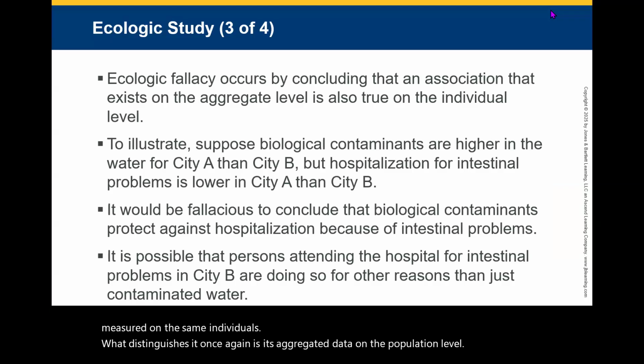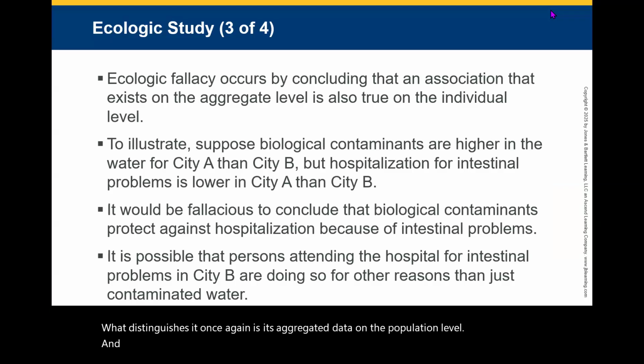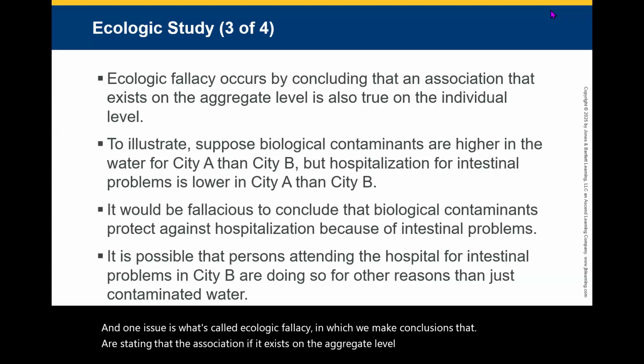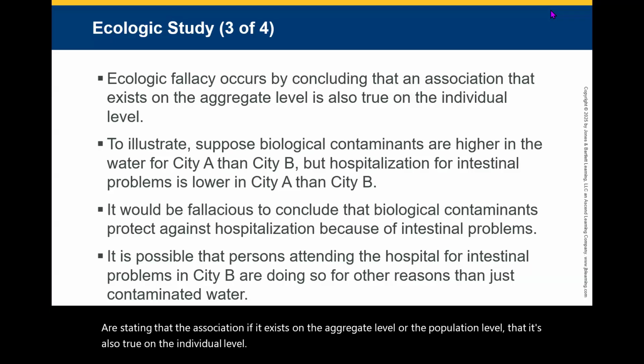One issue is what's called the ecologic fallacy, in which we make conclusions stating that an association, if it exists on the aggregate or population level, is also true on the individual level.